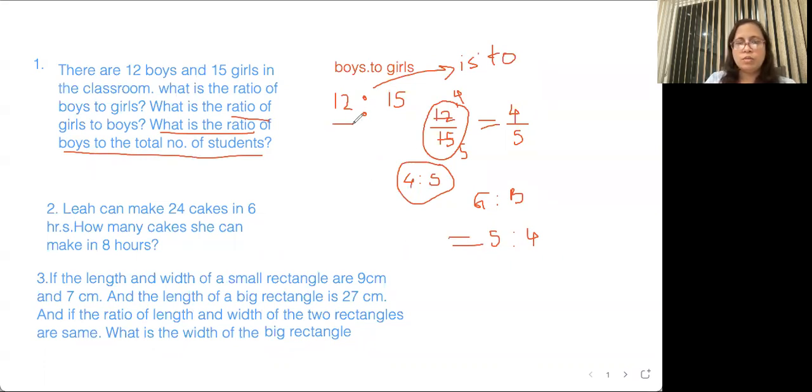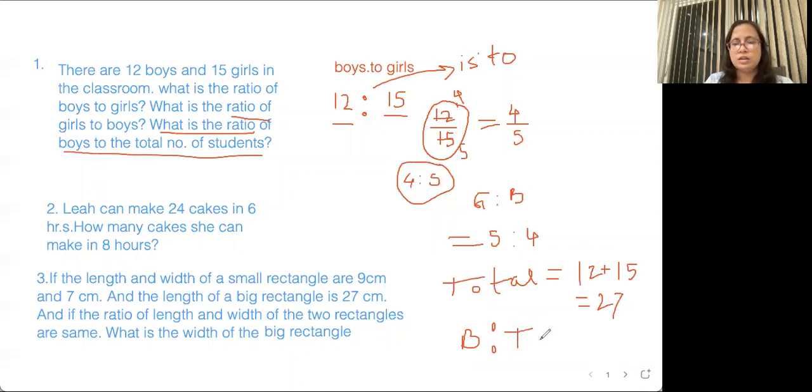There are 12 boys and 15 girls. So what is the total number of students? We can find out the total. Total is 12 plus 15, right? So let's do that. 12 plus 15 equals 27. So our question is, what is the ratio of boys to the total number of students, right? So how many boys are there? 12. What is the total number of students?